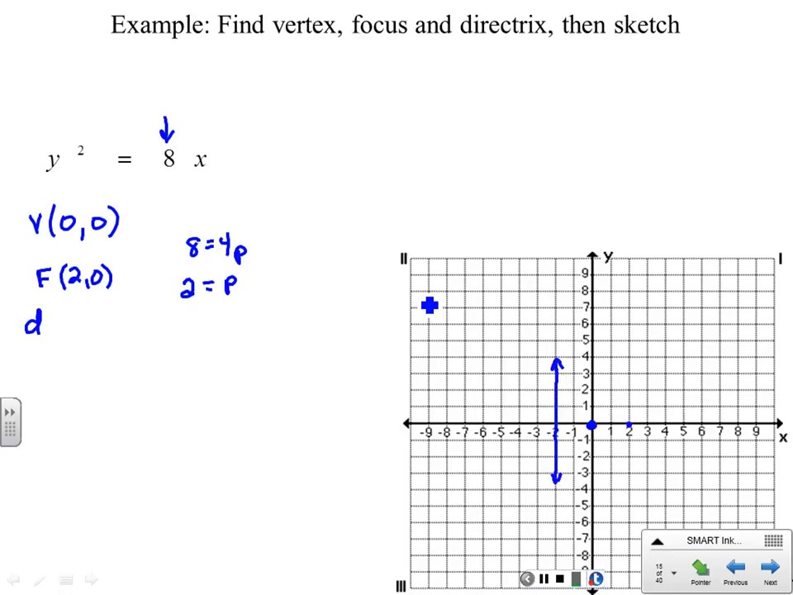So what is the equation for this? Very good. And then the last thing we need is the primary focal chord, which is going to be? 8. All for the focus, we're going to go 4 up. And we're going to go 4 down.